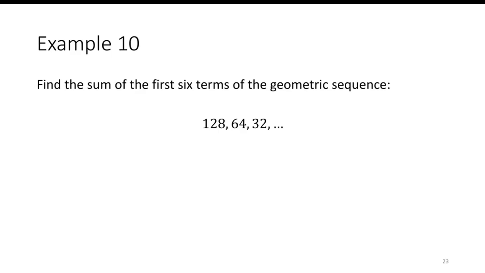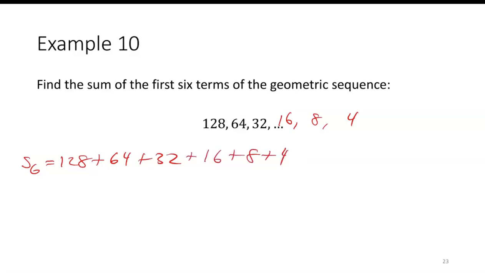So for example, if I want to find the first 6 terms of the geometric sequence of 128, then 64, then 32, you can see that each time I'm dividing by 2, or I'm multiplying by 1/2. So the first 6 terms, I guess the next one would be 16, and then 8, and then 4. If I want to do this directly, my S6, the sum of the first 6 terms, would be 128 plus 64 plus 32 plus 16 plus 8 plus 4. And you can put that in the calculator, but you should get 252.